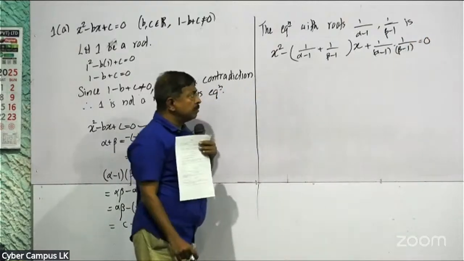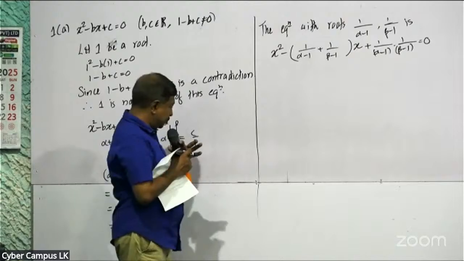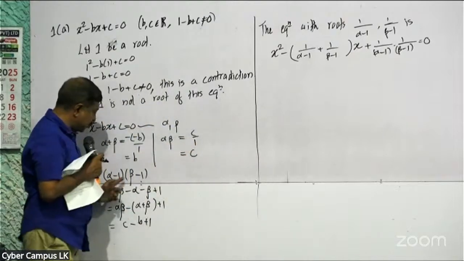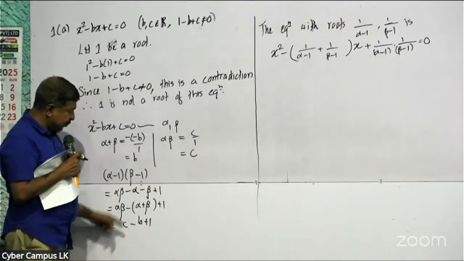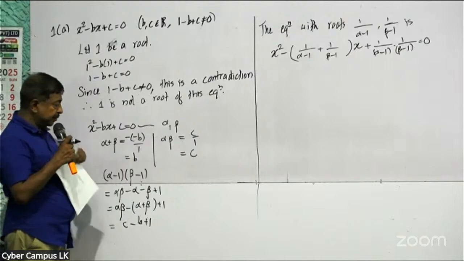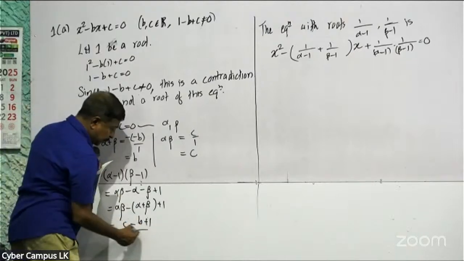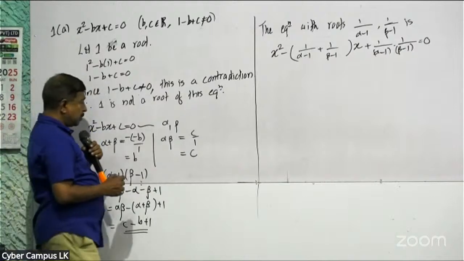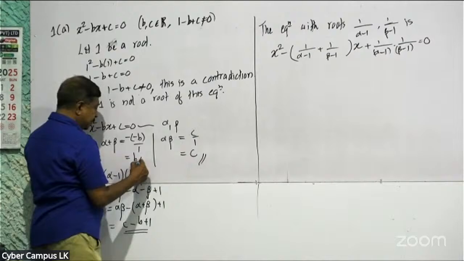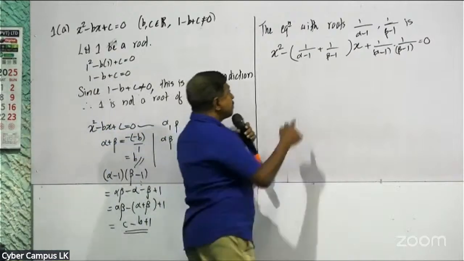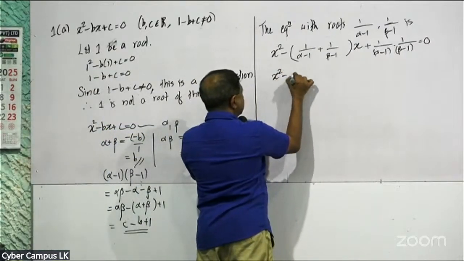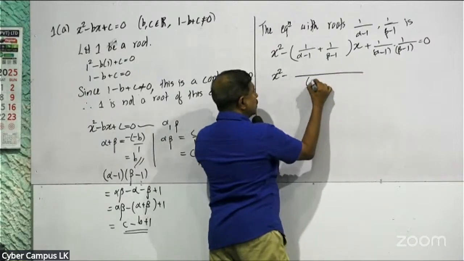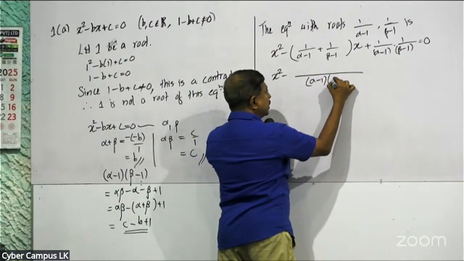Now, don't try to rush through. We have an expression for this, but don't try to substitute it right away. Try to get the common denominator here. The common denominator is alpha minus 1 times beta minus 1.